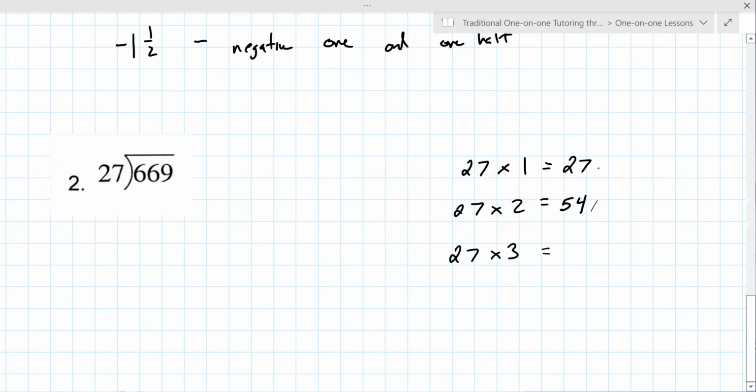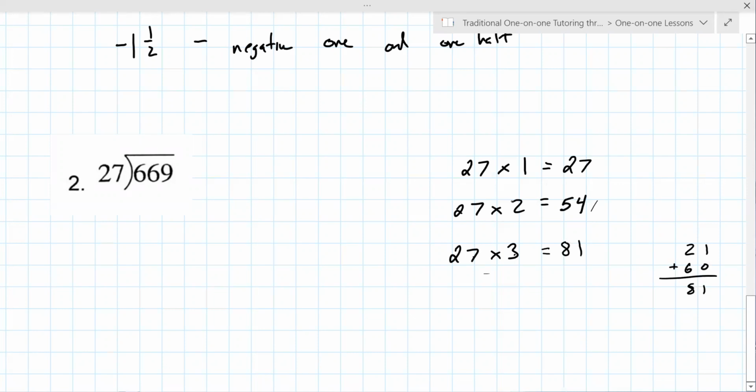Right. And I think your preference has been to add, but I do want you to try to move towards multiplying. Okay. So 3 times 7 is 21. 3 times 20 is 60. When you add those together, you get 81. That's too much. It'd be the 27 times 2, 54.